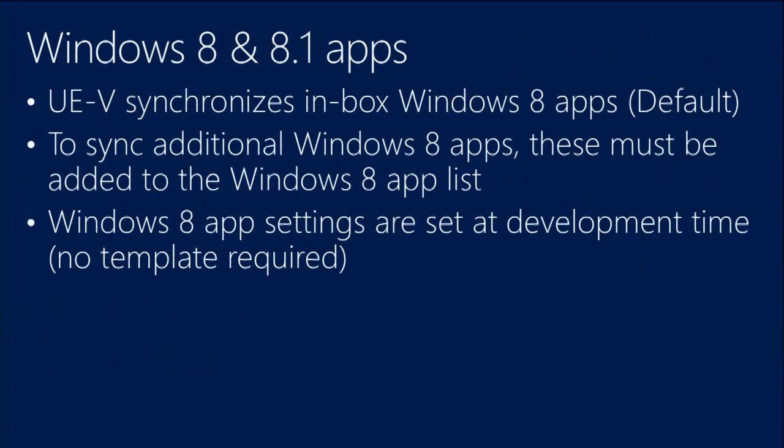Now, Windows 8 and 8.1 apps are a little different. They don't use templates. They don't use catalogs. These are used to synchronize today's inbox apps. Okay? Now, to sync additional apps in the beta, you're going to need to use what we call the app list. And I'll show you where this is in a minute.